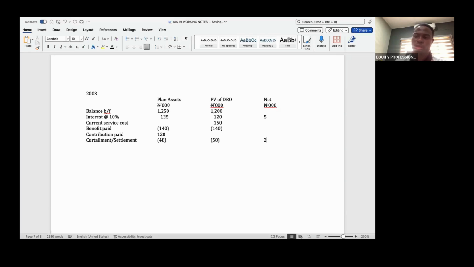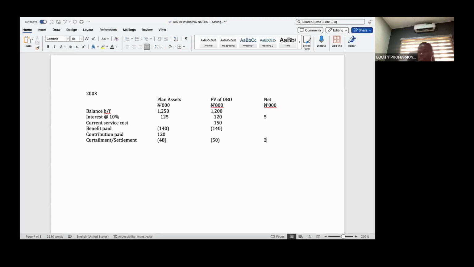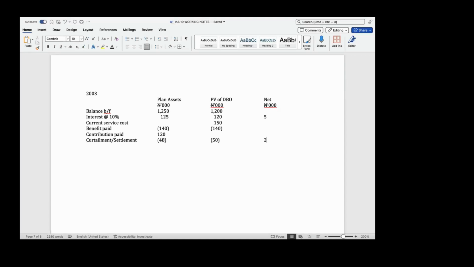Who can tell me, what do we call this 2? Let me try. I think it's a gain on settlement. Fantastic. That's absolutely correct. So why a gain and not a loss? Because a higher amount of the obligation was reduced.